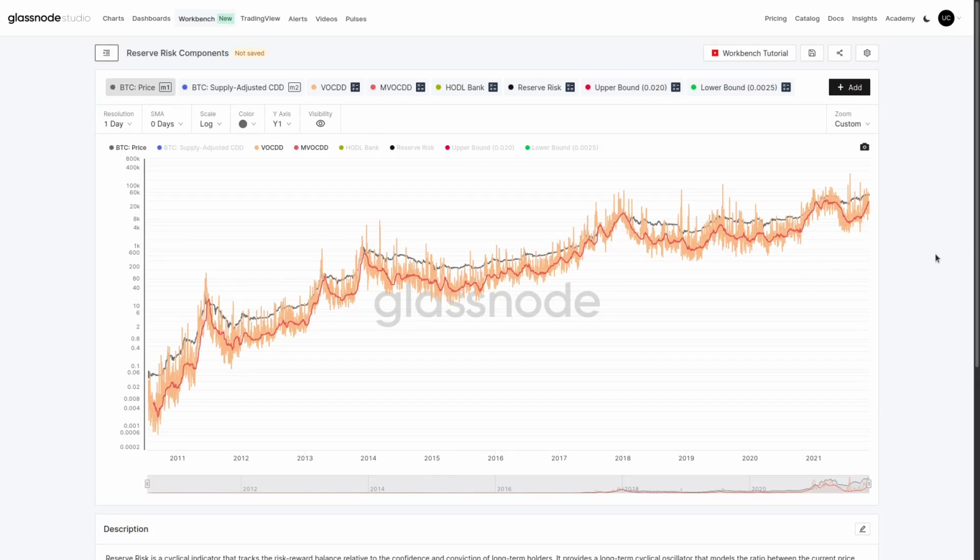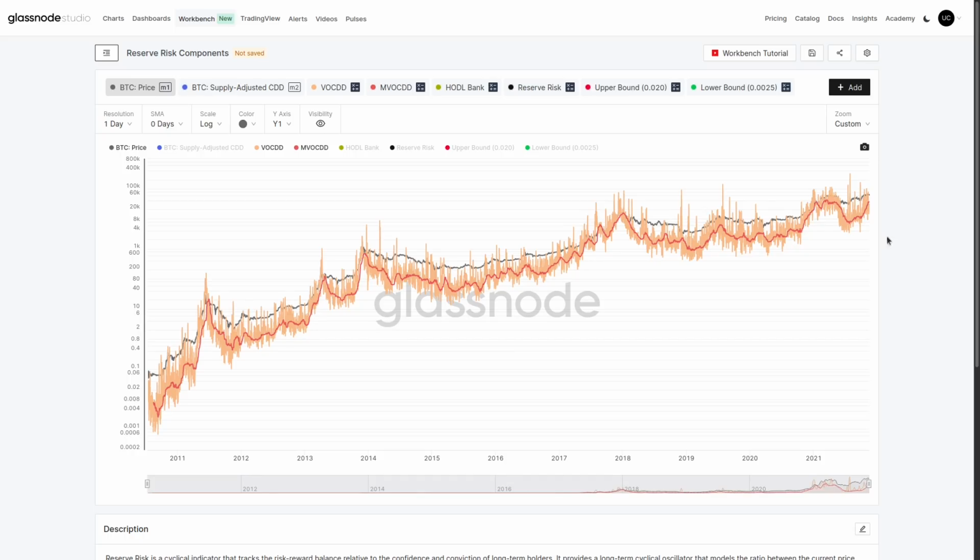And lastly, we're going to look at the reserve risk. Now, the reserve risk is a base metric that we have in Glassnode Studio. This is actually a preset in Workbench. And the reason that we have 2 versions, this actually describes all of the pieces. It's actually quite a complex metric, but very simple at the same time. There's lots of steps, but it bakes a lot in.